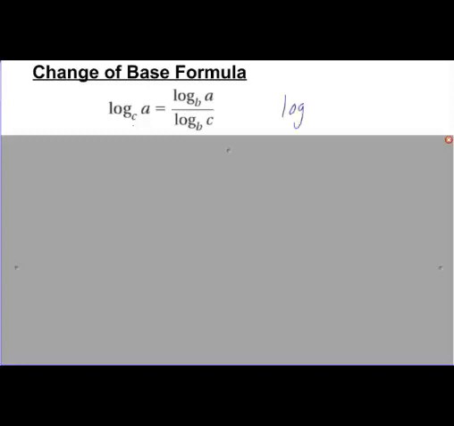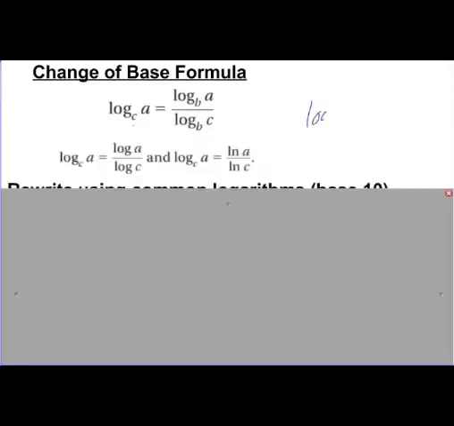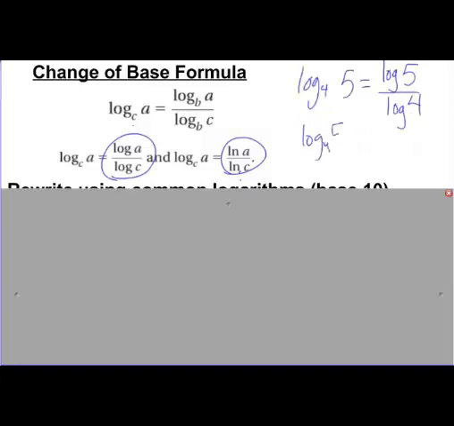So if I was able to calculate, the b would be a 10, or the b is going to be an e. So either one, and again, these will give you the exact same answer. So log base 4 of 5: we will either change it to log 5 over log 4, or you could do the natural log of 5 over the natural log of 4. Either way, it would give you the exact same answer.